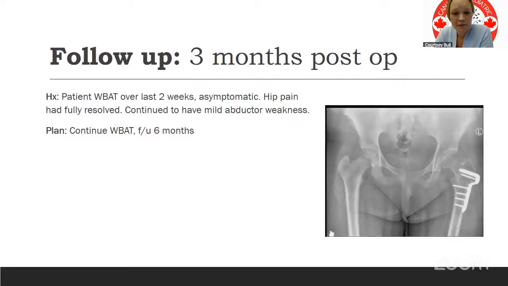At 3 months post-op, things I thought were looking great. Her pain at that point had fully resolved. She was weight bearing as tolerated. She continued to have some mild abductor weakness. I told her to continue on with her activities and I would see her in 6 months' time.